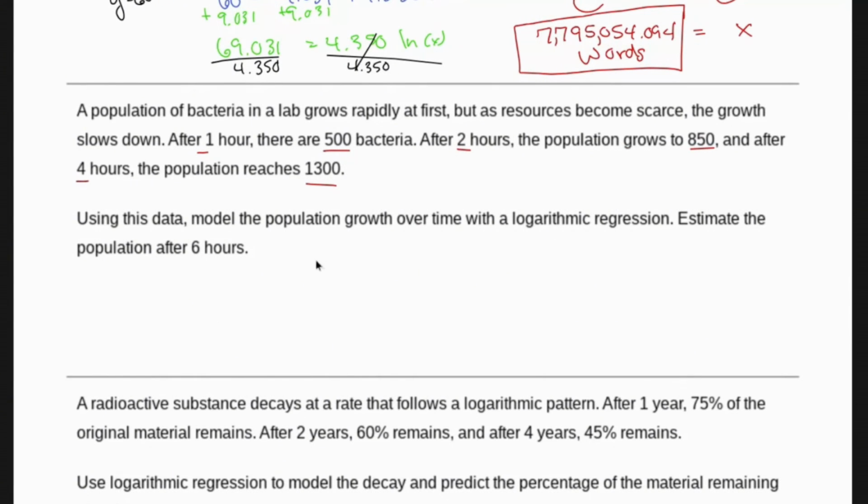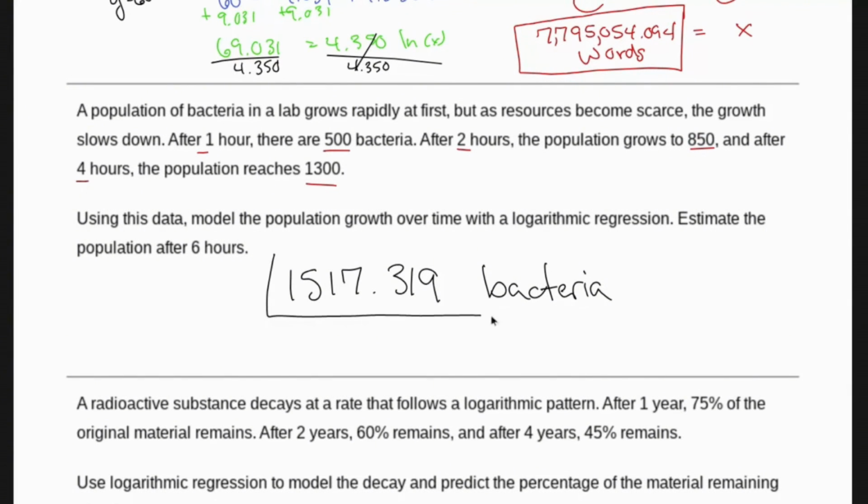Let's go back and write that out. All right, the population is going to be 1517.319 bacteria. And I know we really shouldn't put bacteria as a decimal, but you know what? Listen, man, it's just bacteria. What are they going to do? Attack me and eat my skin?